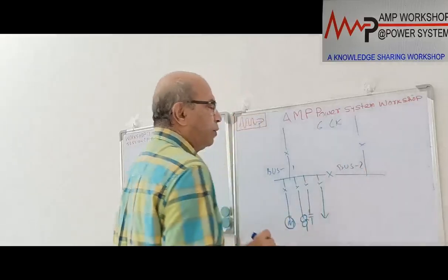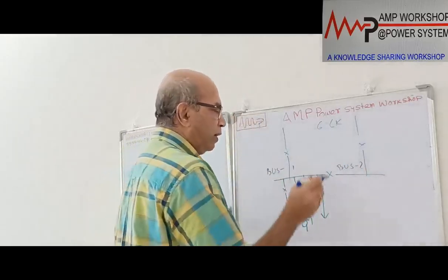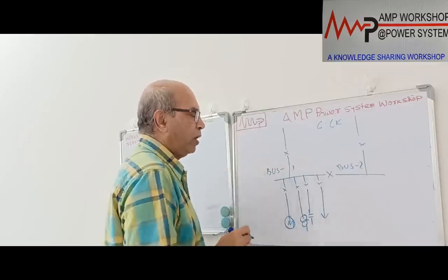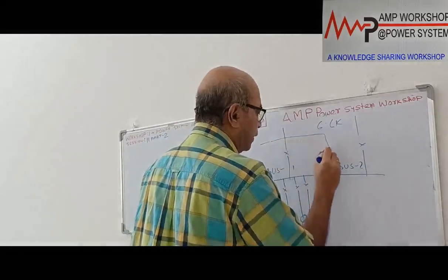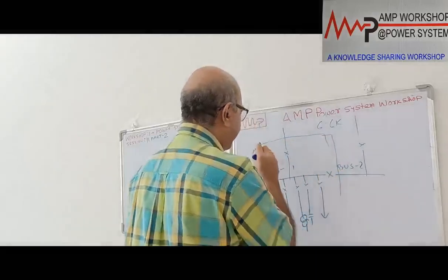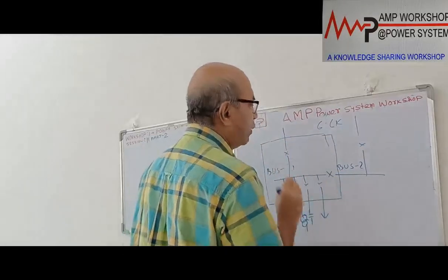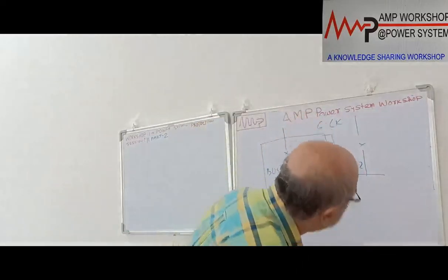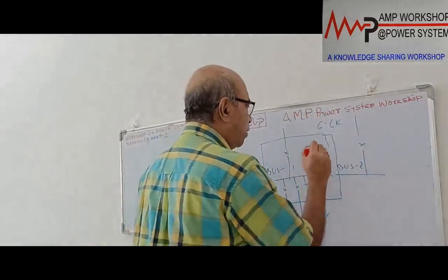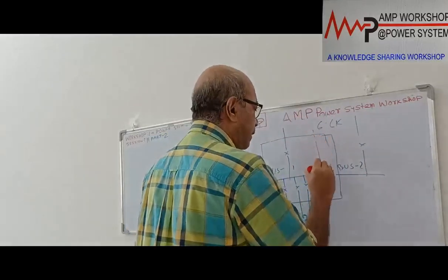Okay. So here what we have to do? First we have to identify the zone. How will we identify the zone? This is our one zone. Second zone is the second incomer. Second zone we can mark with the red color. In the second zone, the bus coupler will be common. Yeah. Bus coupler will be common.